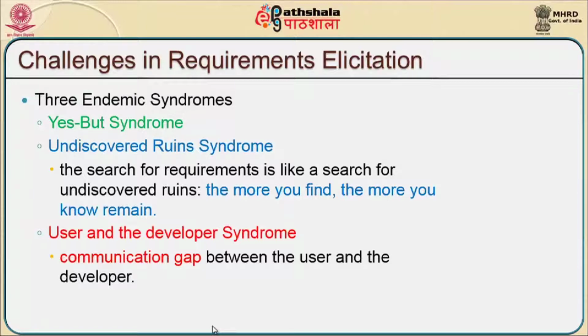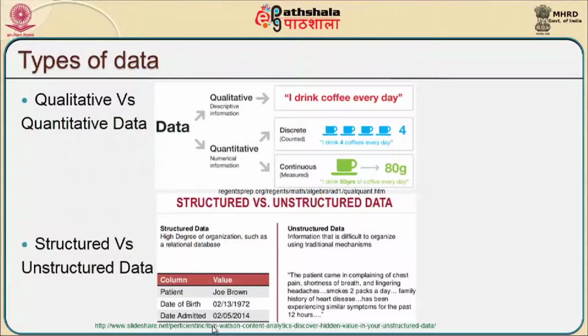The second problem that might affect us is the undiscovered ruins syndrome, which is nothing but the search for requirements being like a search for undiscovered ruins. We try to find more, and the more we find, the more remain. The third type is the user and developer syndrome, where a communication gap between the user and the developer starts building. So we may have to think of those syndromes and avoid them as much as possible.